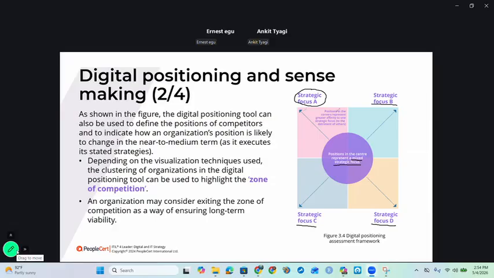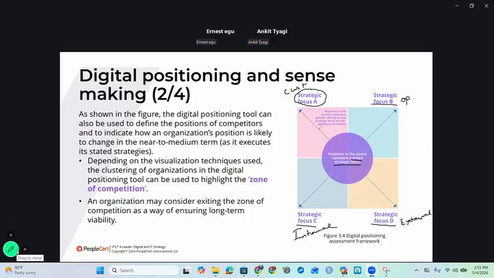If we position the organization in the corners, this represents greater affinity to one strategic focus to the detriment of others. Now, for example, I say this one is customer or market relevance. This one is operational excellence. This one is internal focus. And this one is external focus. Right? So four different strategic objectives.